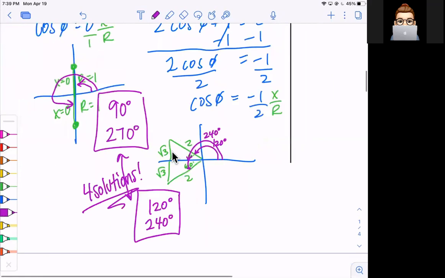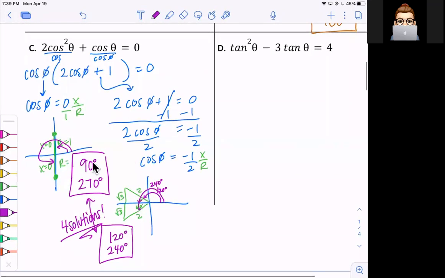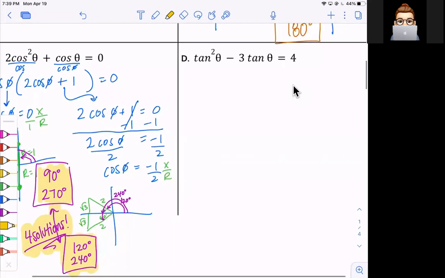If I was to plug in 90 degrees in here and calculate this, I'd get 0. If I put 270 degrees in here, I'd get 0. If I put 120 in here, I'd get 0. If I put 240 in here, I'd also get 0. So there are 4 total solutions to this type of problem. Oof, kind of crazy. All right, let's try one more.